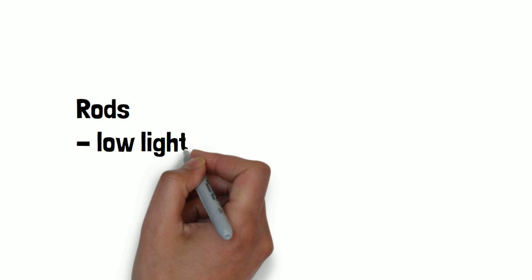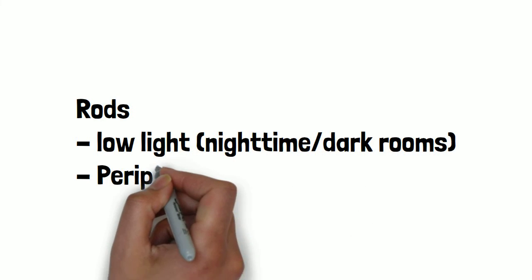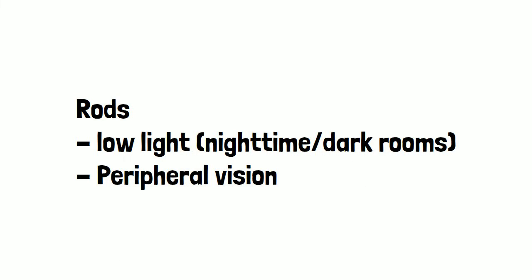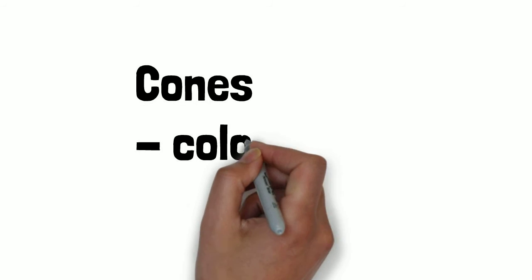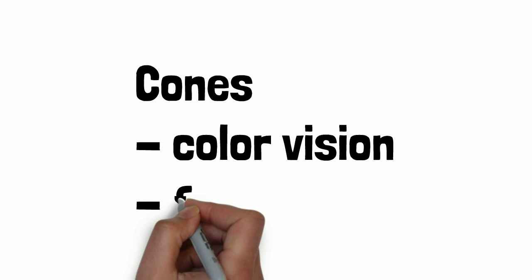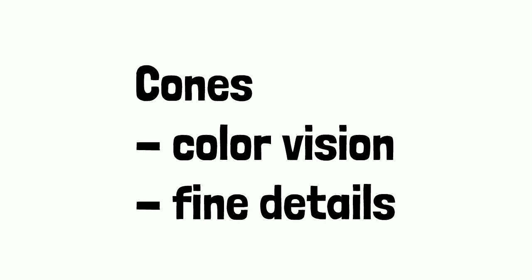Rods are highly sensitive to light, meaning they help us see in low light, such as at night or in a dark room. Rods also have low spatial resolution, allowing us to have peripheral vision. Cones, on the other hand, are not sensitive to light, allowing them to focus on our color vision. Additionally, cones have high spatial resolution, meaning they are good at picking up on fine details.